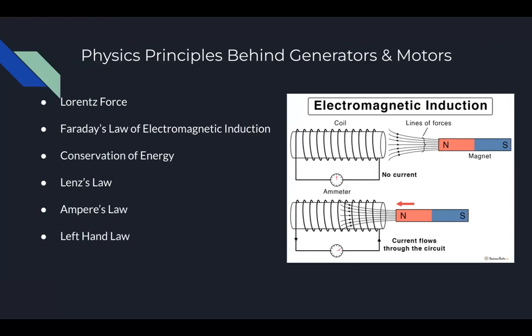The second one is Faraday's law of electromagnetic induction, which states that a change in magnetic flux through a closed loop of wire induces an electromotive force, an EMF, in the loop, leading to the generation of an electric current.